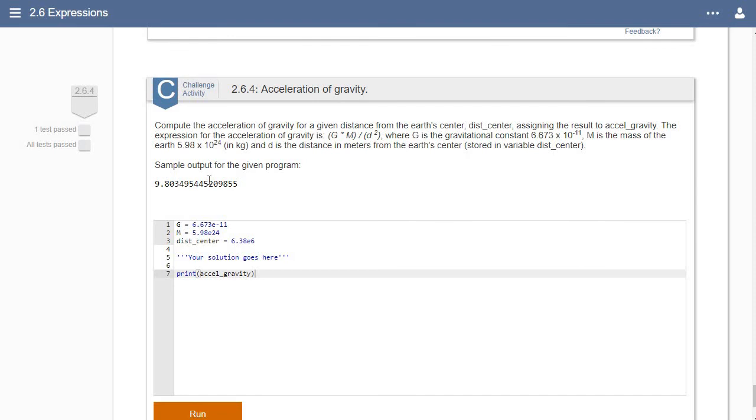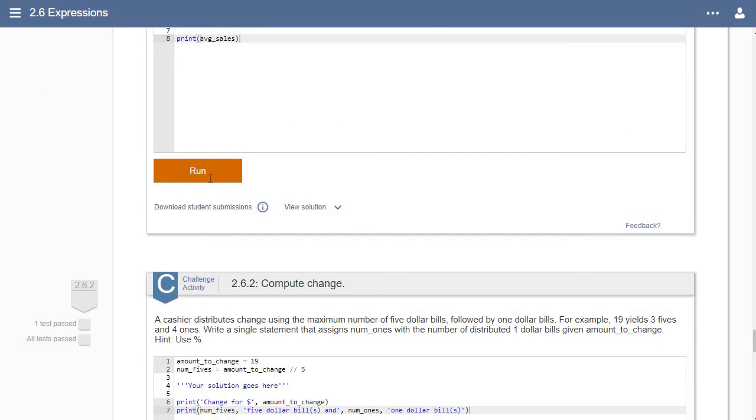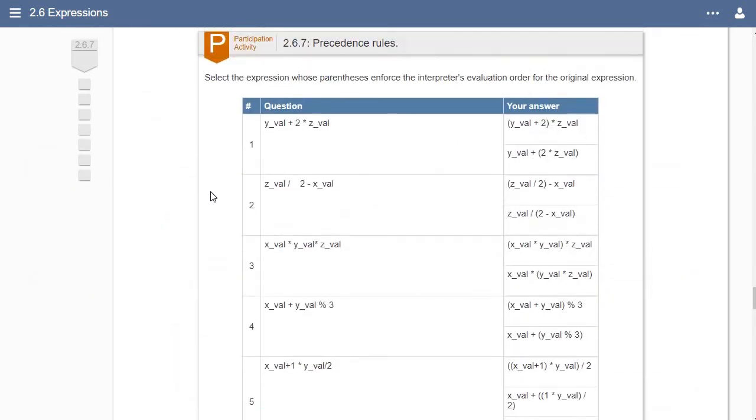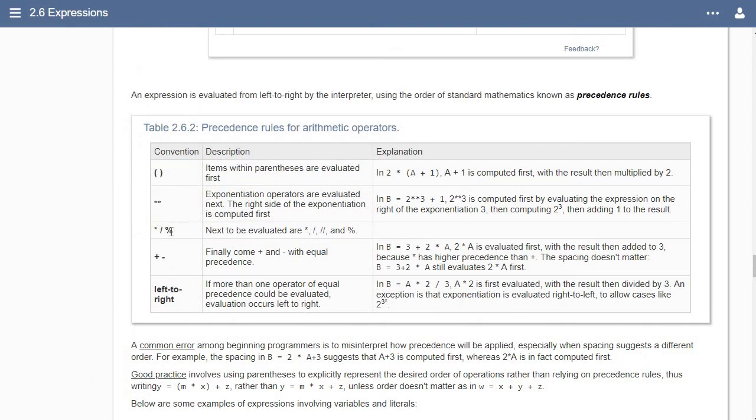As long as you remember, you do what's in parentheses, then you do the exponents, then you do the multiplication and division, and the other parts of that, addition and subtraction, and finally left to right.